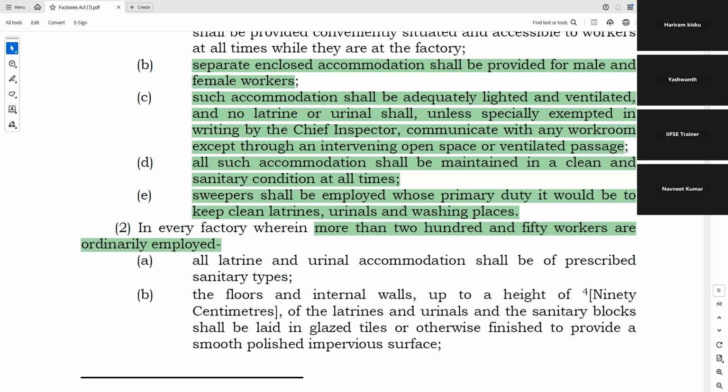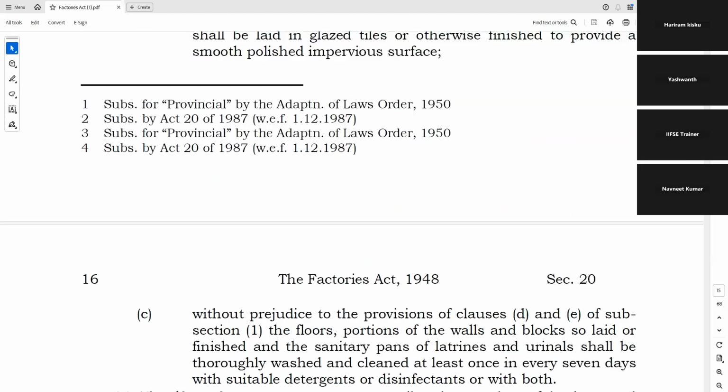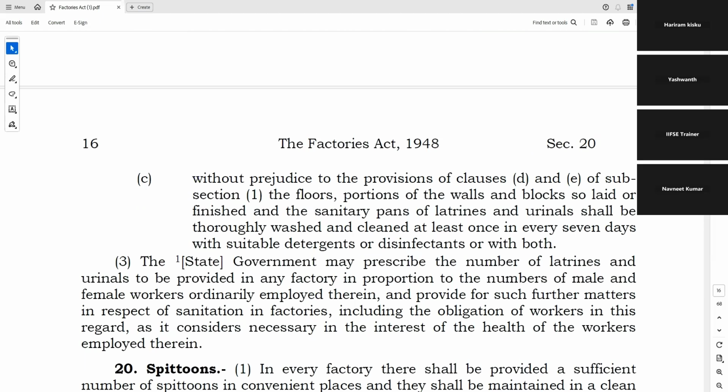Okay. And without prejudice to the provisions of clauses D and E of sub-section 1, the floors or the portions of walls and blocks so laid or finished, and the sanitary pans of latrines and urinals, shall be thoroughly washed and cleaned at least once in every 7 days with suitable detergents and disinfectants. So the walls of the toilets or urinals have to be cleaned at least every 7 days.